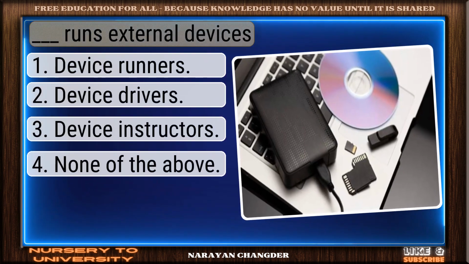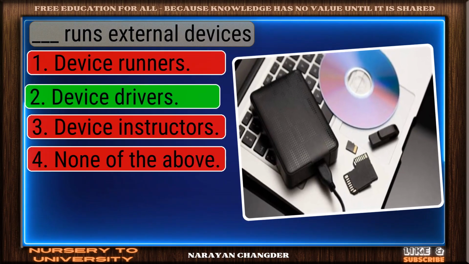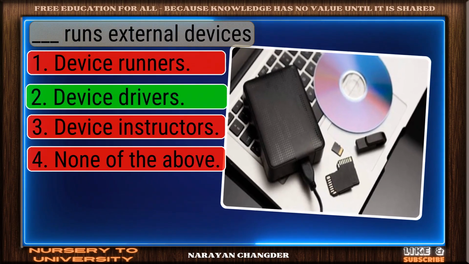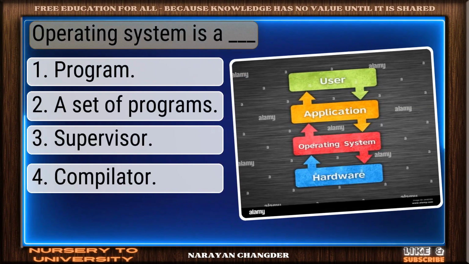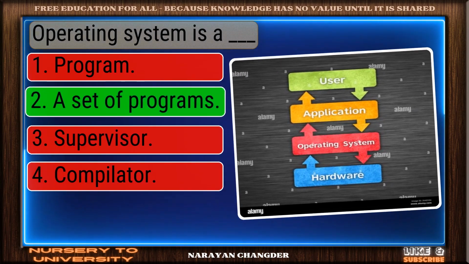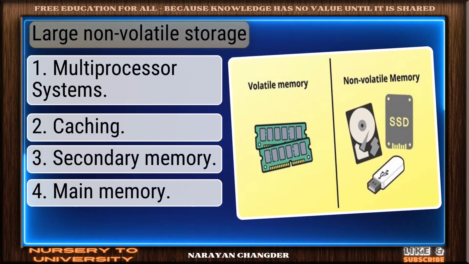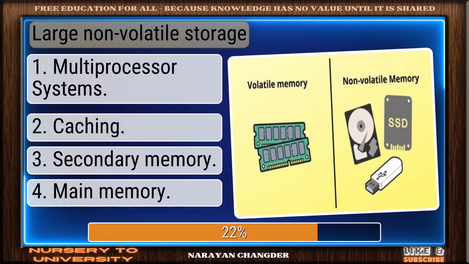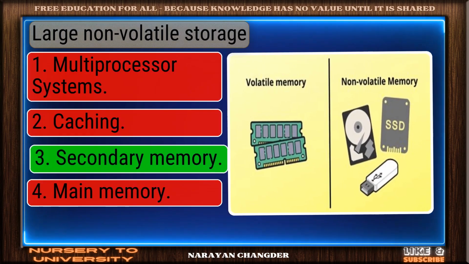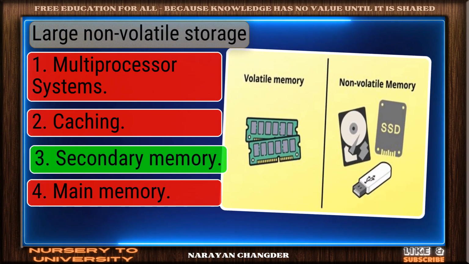Dash runs external devices. Excellent. Device drivers is a brilliant choice. Operating system is a Dash. You're right. A set of programs is the correct answer. Large non-volatile storage. You chose secondary memory, and it is correct.